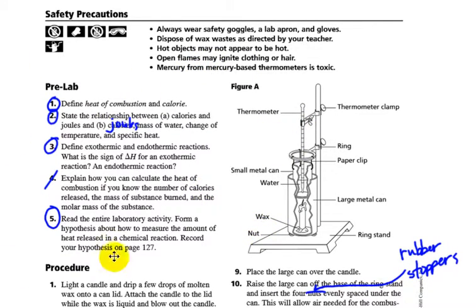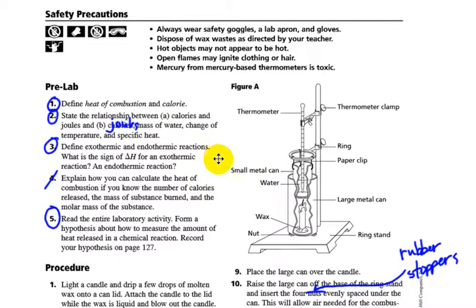Before you do the lab, I'd like you to do the pre-lab as we usually do. You can just do it on loose leaf. Define heat of combustion and also calorie. You'll find the answer for that on the previous page. State the relationship between calories and joules. And B, change this to joules. What is the relationship between joules, mass, change in temperature, and specific heat? Huge hint on the previous page.